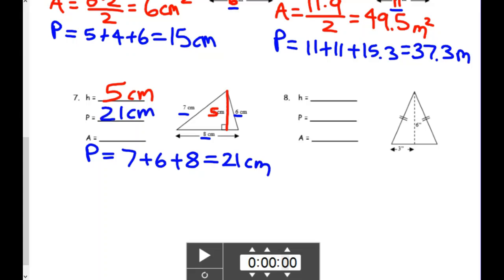Back to area. So base is 8. Height is 5. So 8 times 5 divided by 2. What do you get? 20 centimeters squared. Okay?